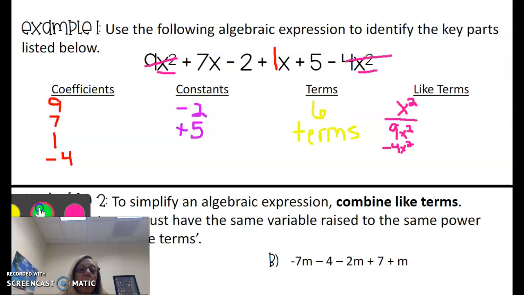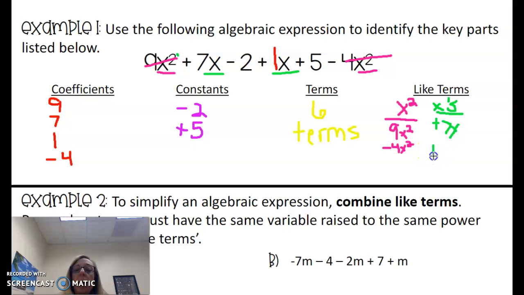I'm going to change my color once again, and I'm going to look for another set of terms that look alike. Well, I go down the line, and I've got an x here, and I keep going. Oh, and I have an x here. Do I have any other x's? No, because remember, these are x squareds. They're not the same thing as an x, so they're not like terms. So I do have x's. So I'm going to make an x's column. And under that column, I have a positive 7x. And I also have a positive 1x.